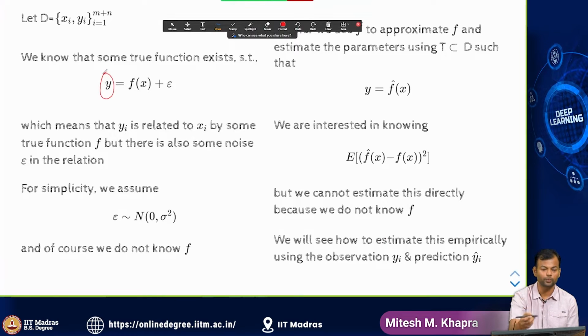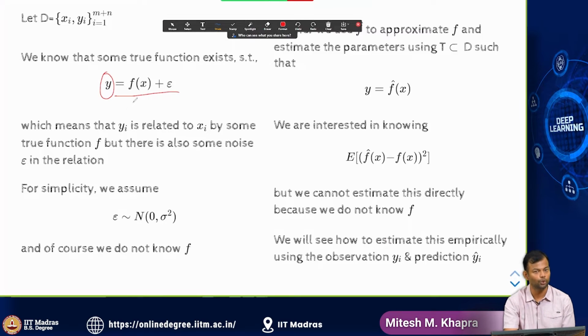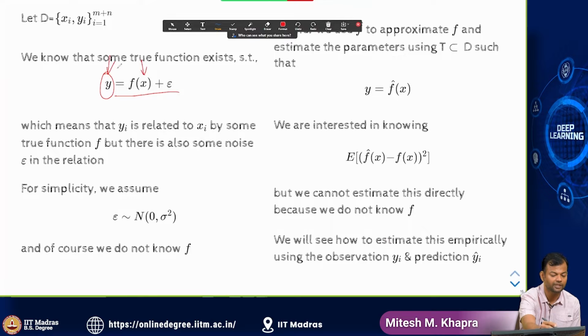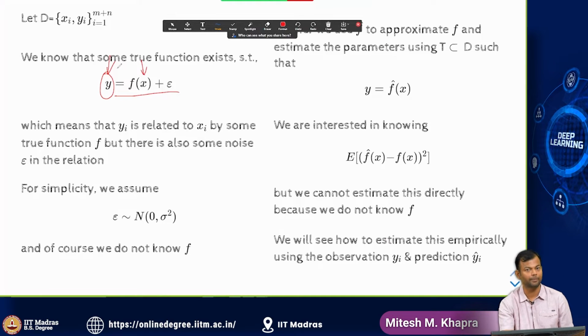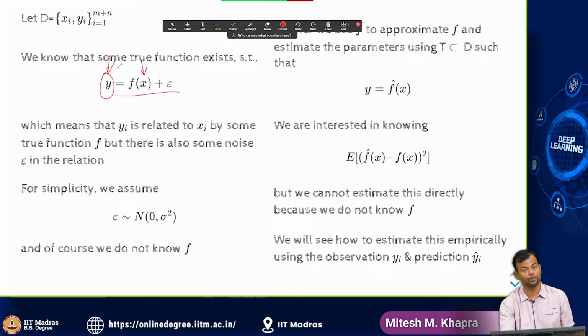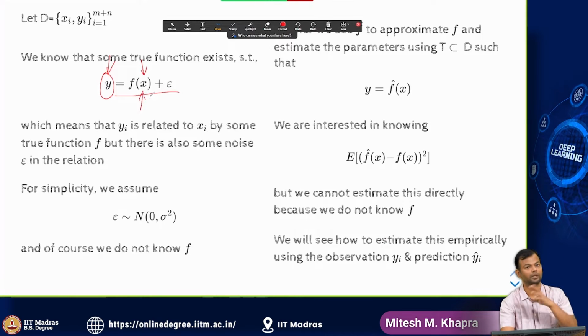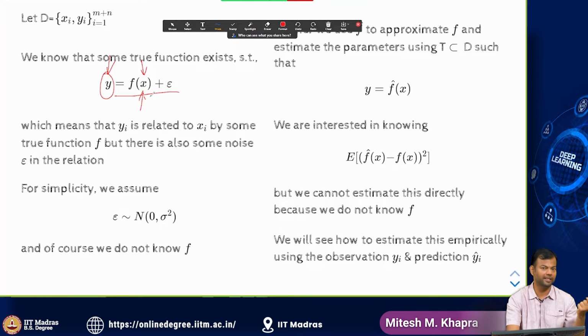So those y's we know are coming from some relation f of x plus epsilon. Even if we don't know what the relationship is, we are given some of these x's and the corresponding y's. So we know the x, y pairs, and we have some idea of what f of x looks like for the given x's that we have. We don't know the full function, but at least for the x's that are there in a training set, we know what the y's look like.